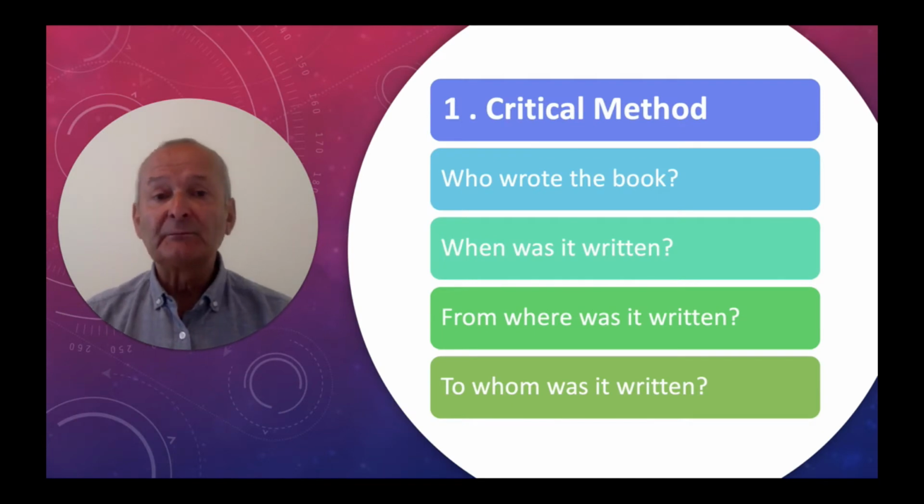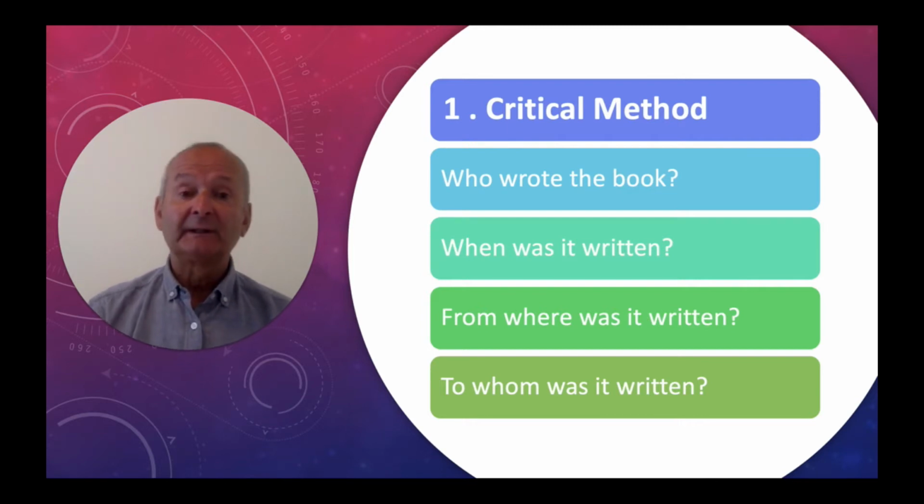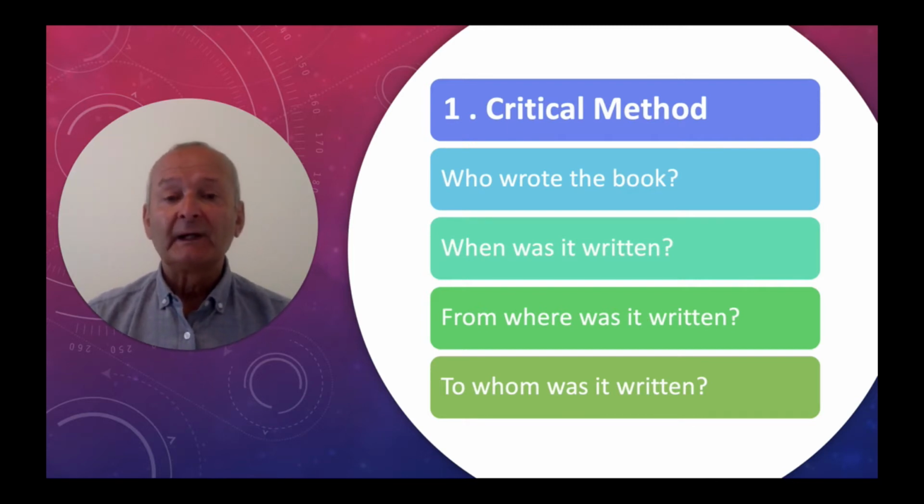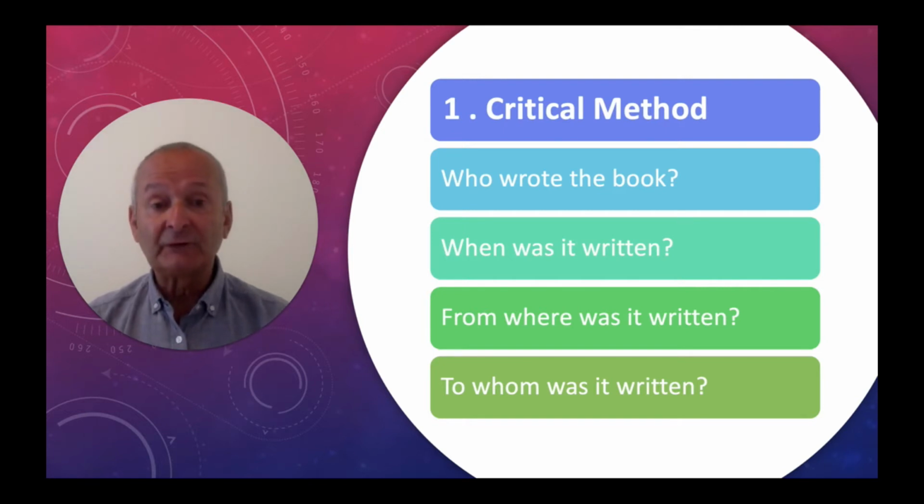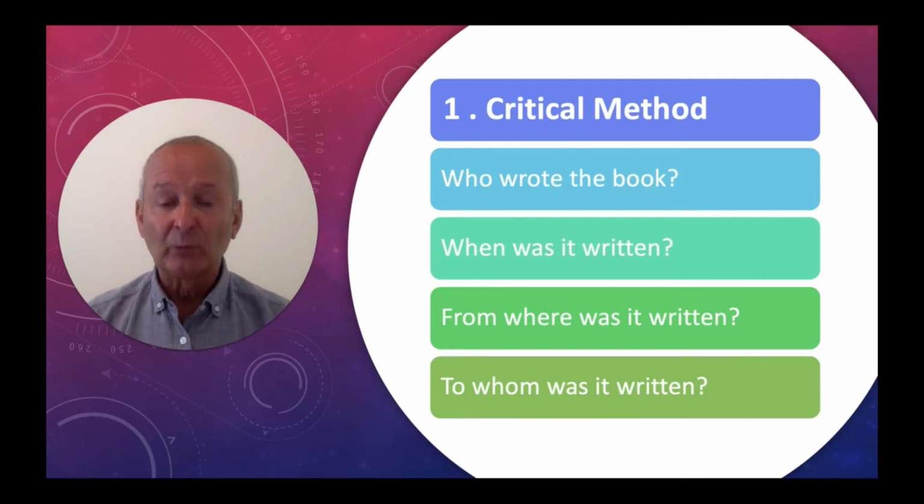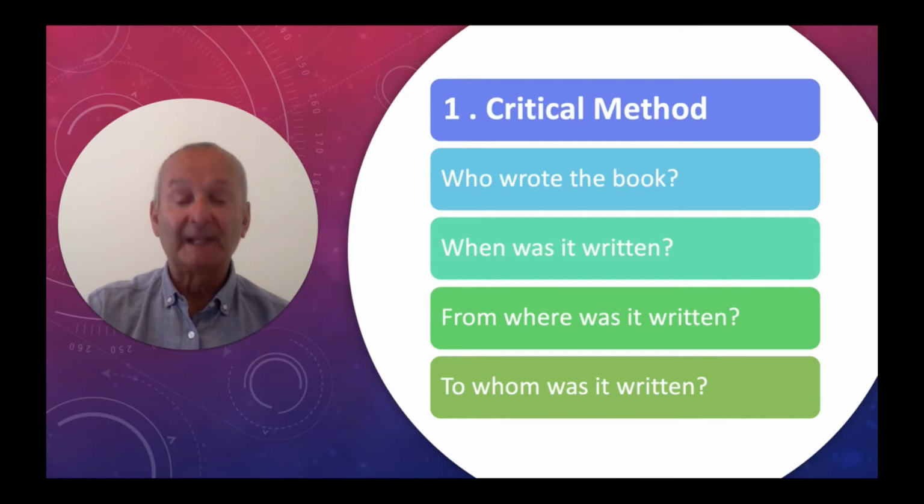Well, the critical method, of course, is asking a lot of the basic questions of the particular book. Critical, of course, here means evaluation and not criticism. You do need to know that. And here you record who wrote the book. You record why you have put that answer down. When it was written, how you've discovered that. From where was it written, if you're able to know that. And to whom it was written. And again, you include the evidence for these things, why you've answered the questions the way you have.